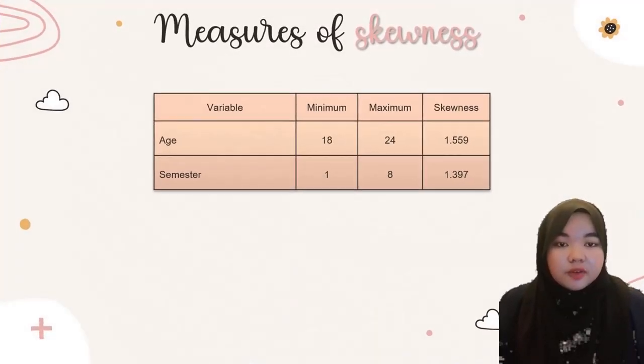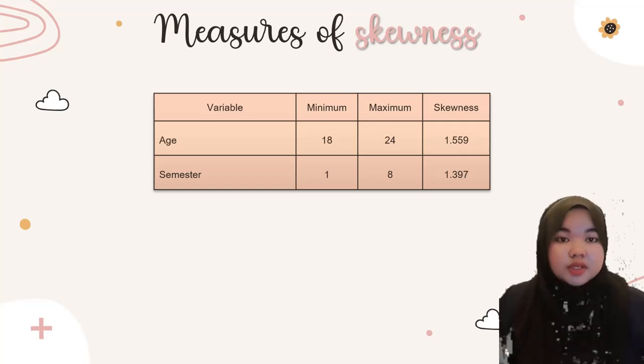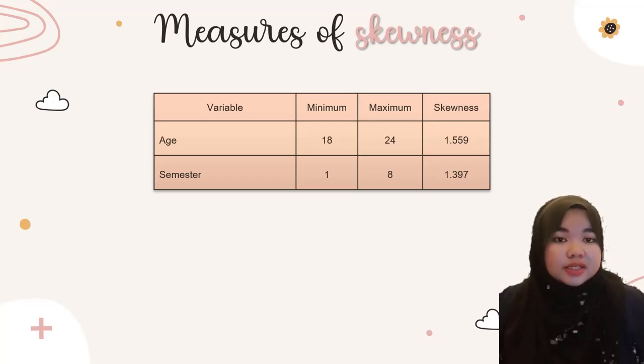Next, analysis for measure of skewness. The table above shows the minimum, maximum, and skewness value that were examined for all quantitative variables in this study. The result shows that the youngest respondent in this study is 18 years old, while the oldest respondent in this study is 24 years old.